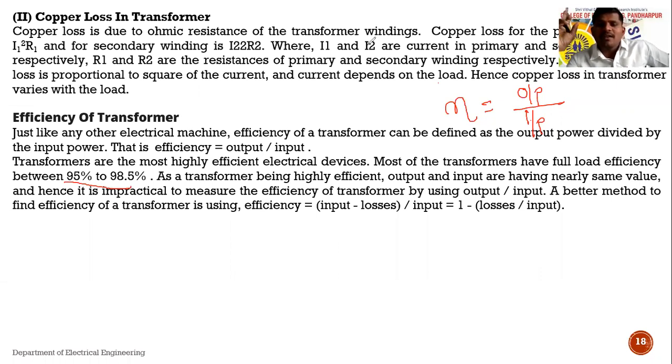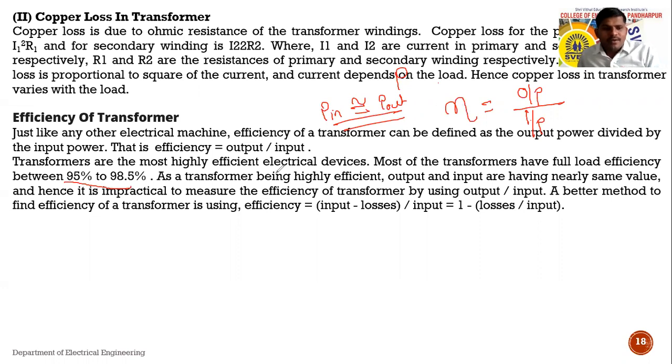As the transformer is highly efficient, output and input are very nearly the same value. Loss is nothing but the difference between output and input. The meaning of that is there are minimum losses, so the input power P in is nearly equal to P out. So there are minimum losses in the transformer, and if the losses are minimum, the efficiency of the transformer is high.